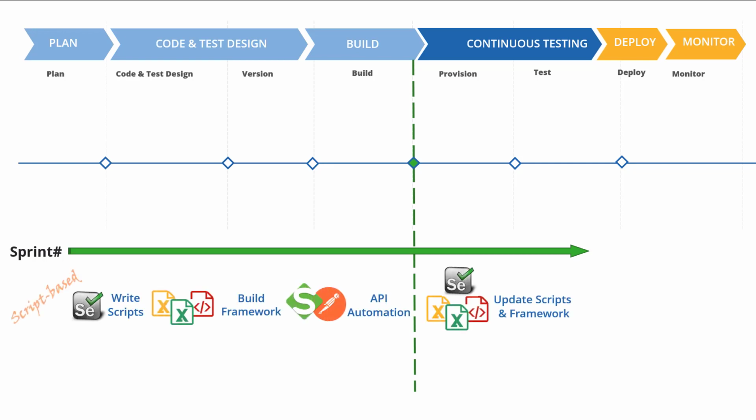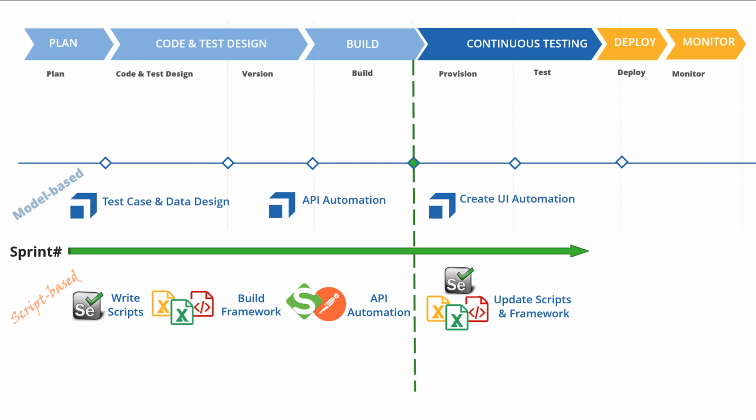When we use script-based tools, we need to write scripts in our IDE, build a framework to help address the maintenance, then design test data variants, and source test data. We do some early API testing, and once we get the build, we update our tests and frameworks for that environment before we execute them.